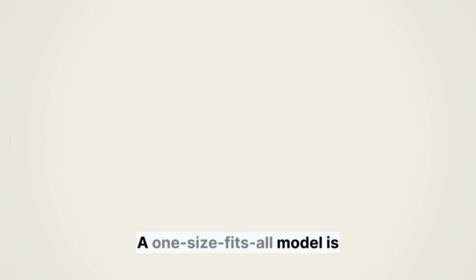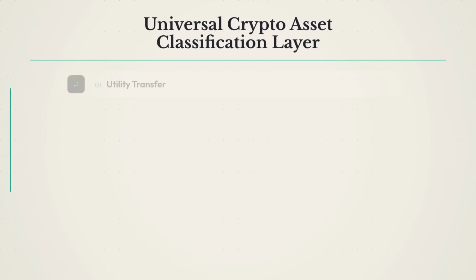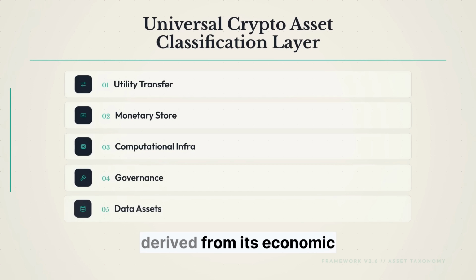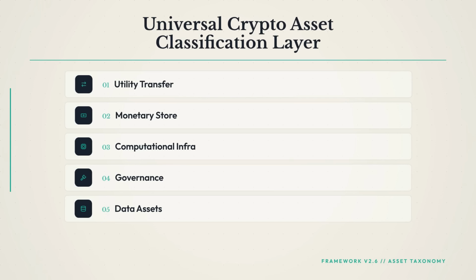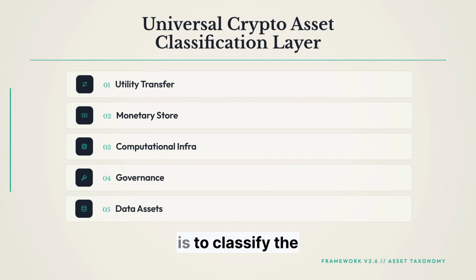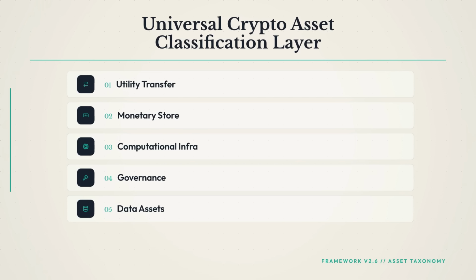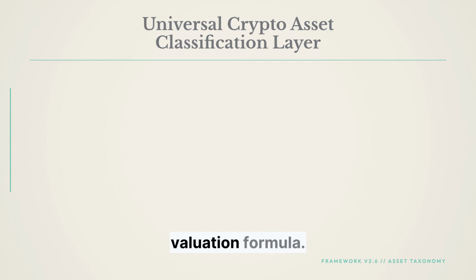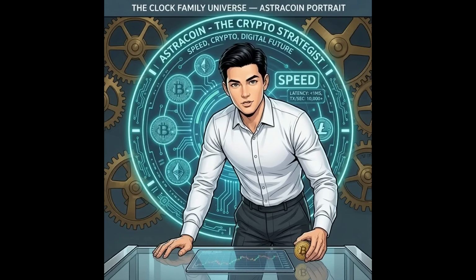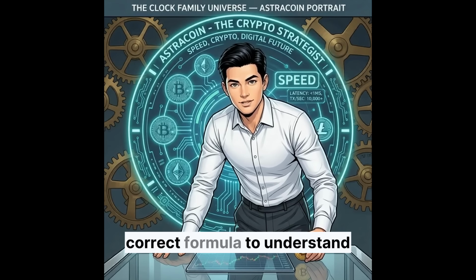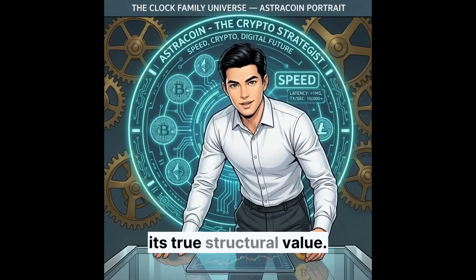A one-size-fits-all model is a fallacy. An asset's value is derived from its economic function. Therefore, the first step is to classify the asset into one of our 5 primary categories, each with its own valuation formula. By classifying the asset first, we apply the correct formula to understand its true structural value.